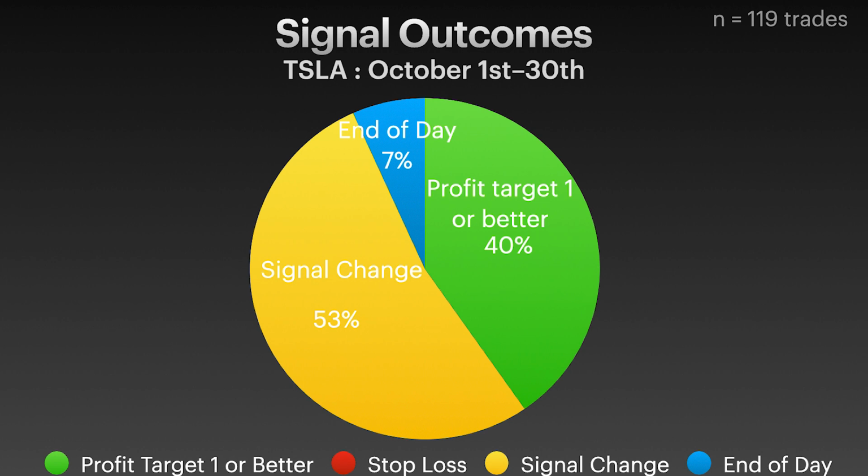48 signals, or 40%, resulted in profit target 1 or better. 63 signals, or 53%, resulted in a signal change for either profit or loss. 8 signals, or 7%, resulted in closing the position at the end of the day for either profit or loss, and 0 signals resulted in a stop loss.